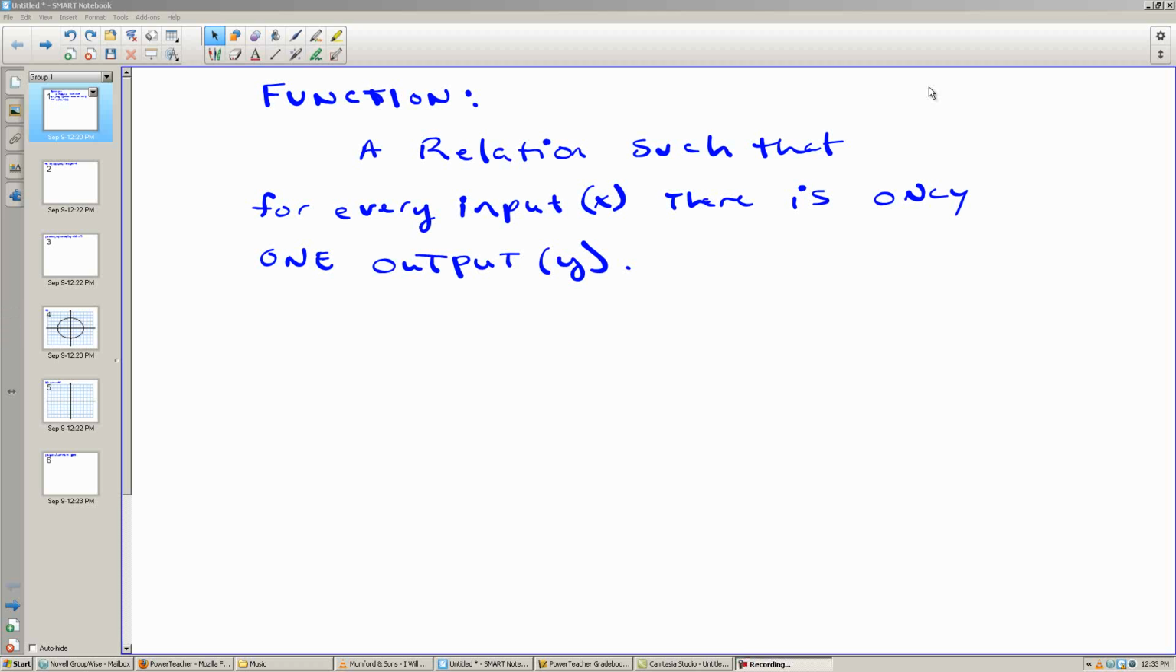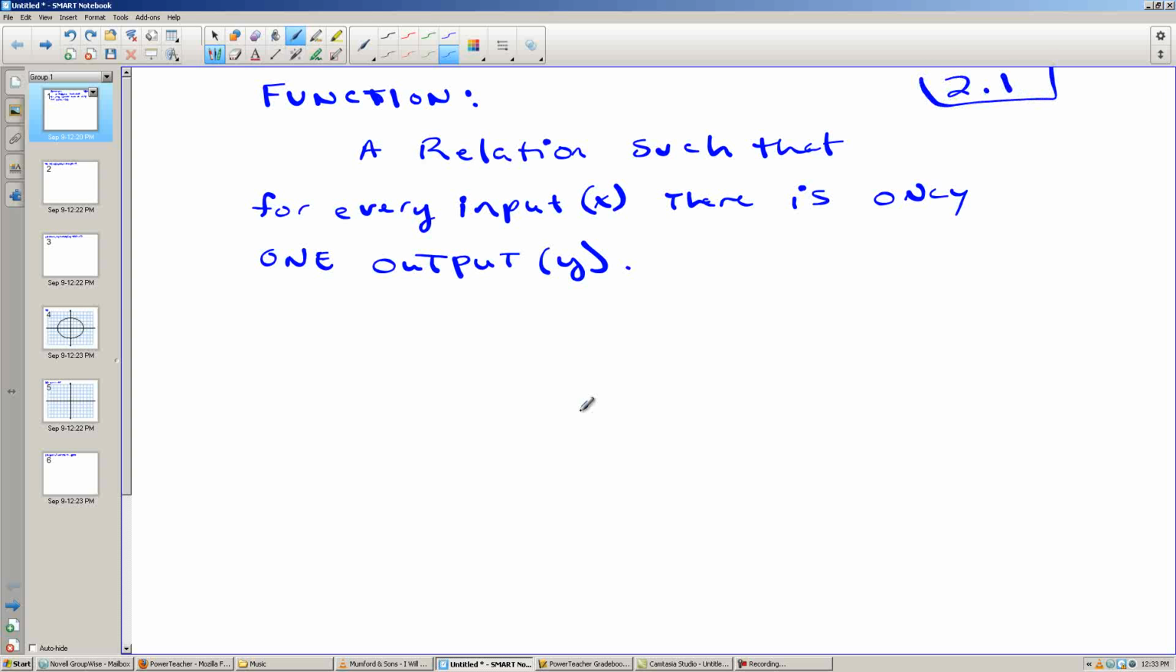Okay, so this is from section 2.1 today, and we're working off the idea of what a function is. A function is any relation such that for every input x, for every x value, there's only one output or one y value. So if you see the same x being repeated, but they've got different y values, that tells me it's not a function.